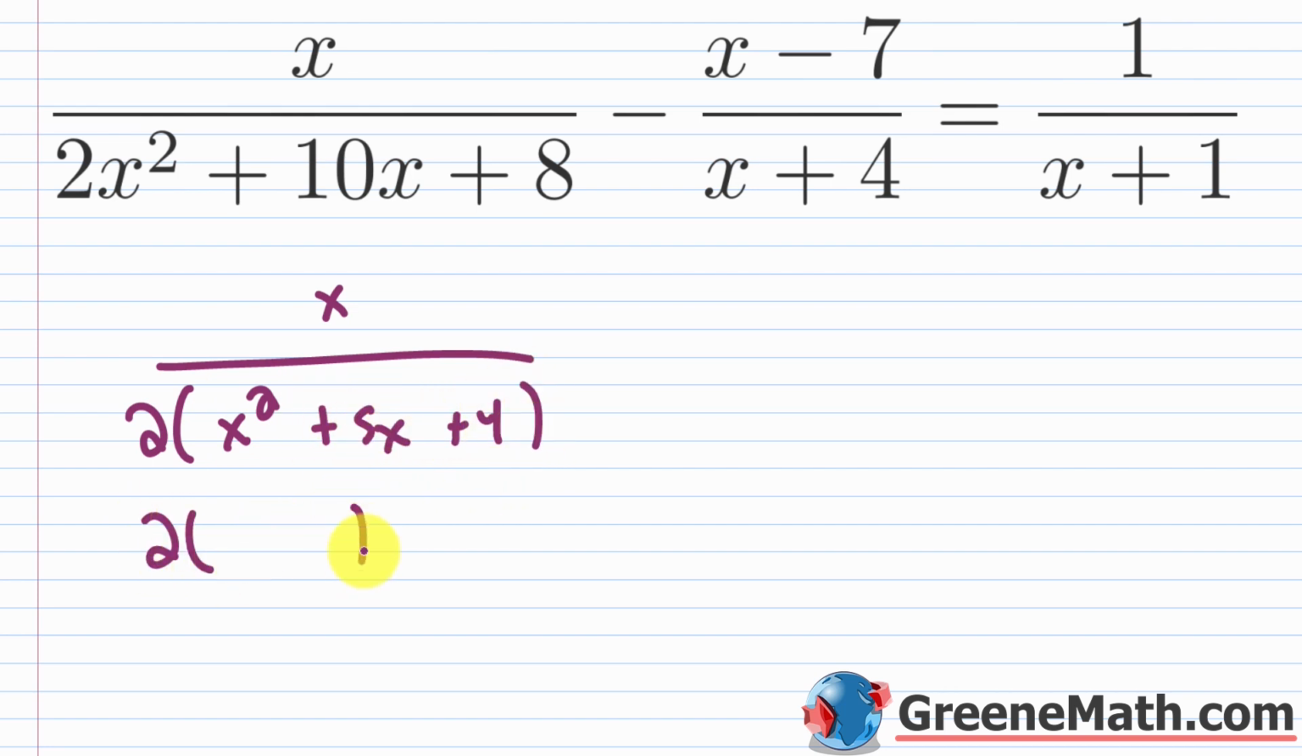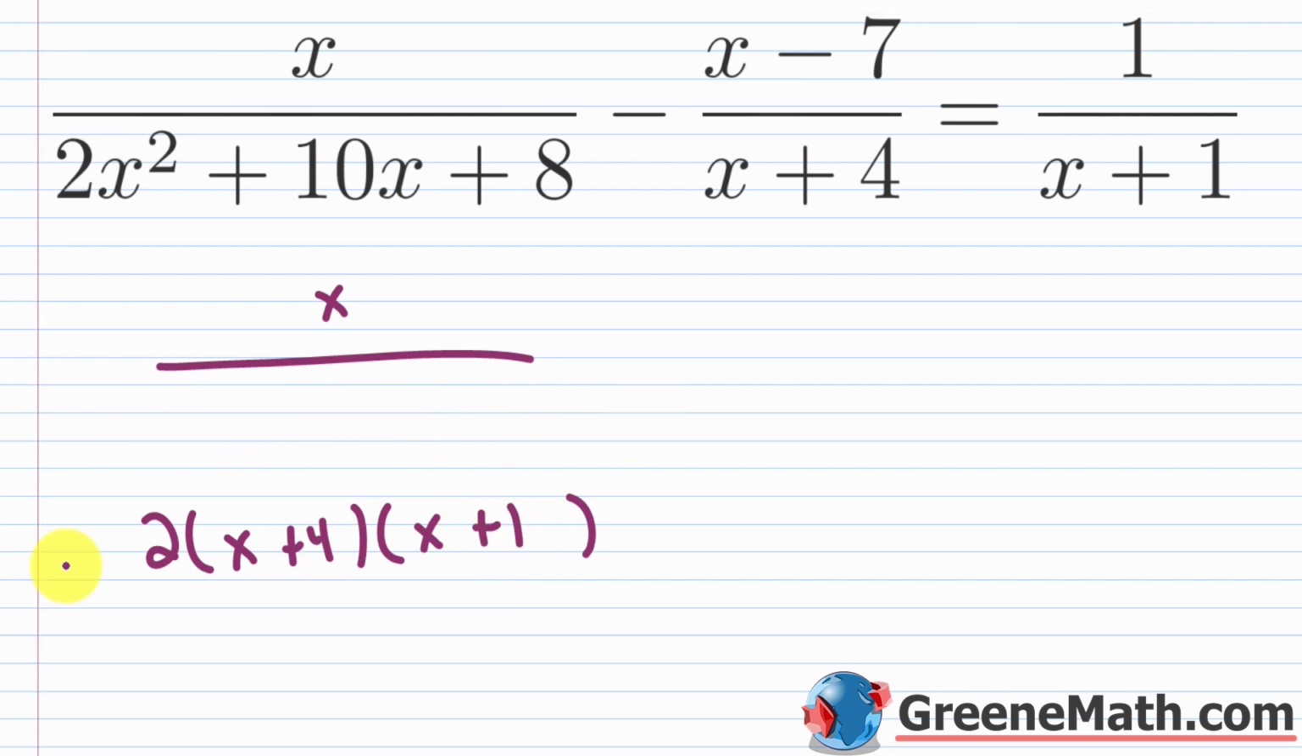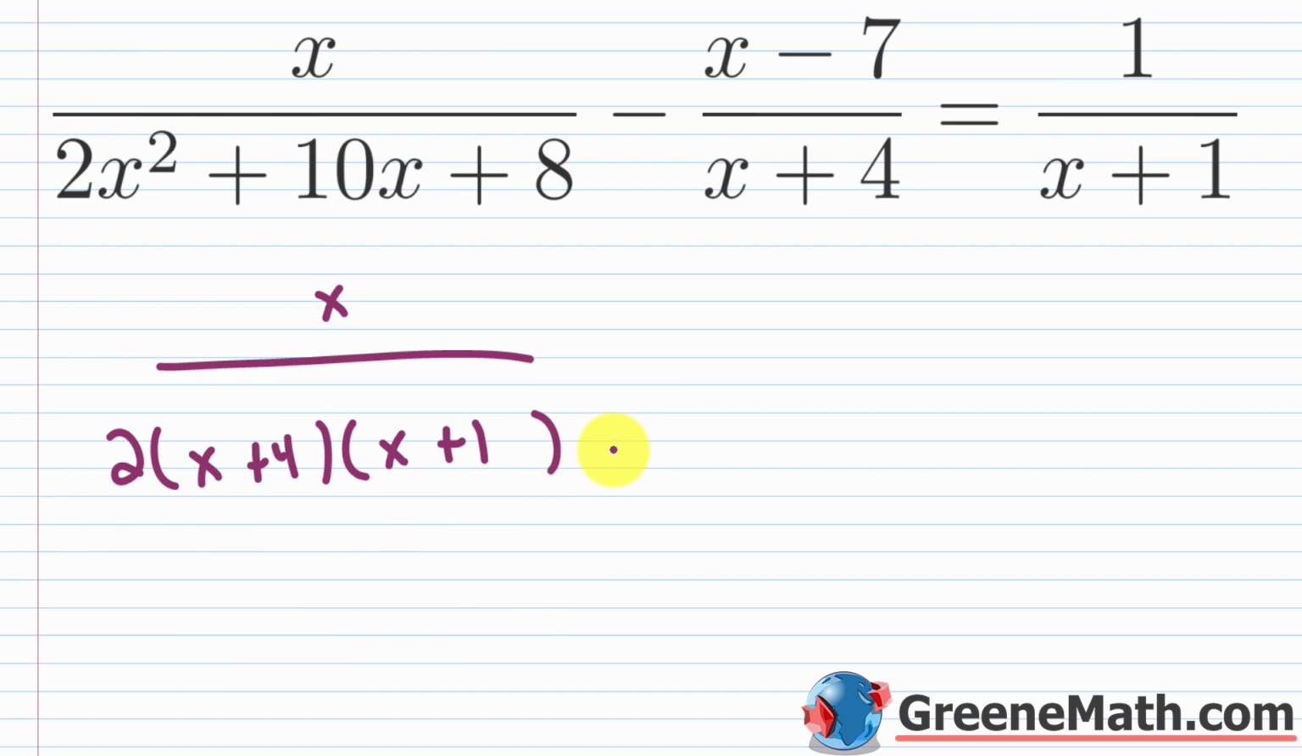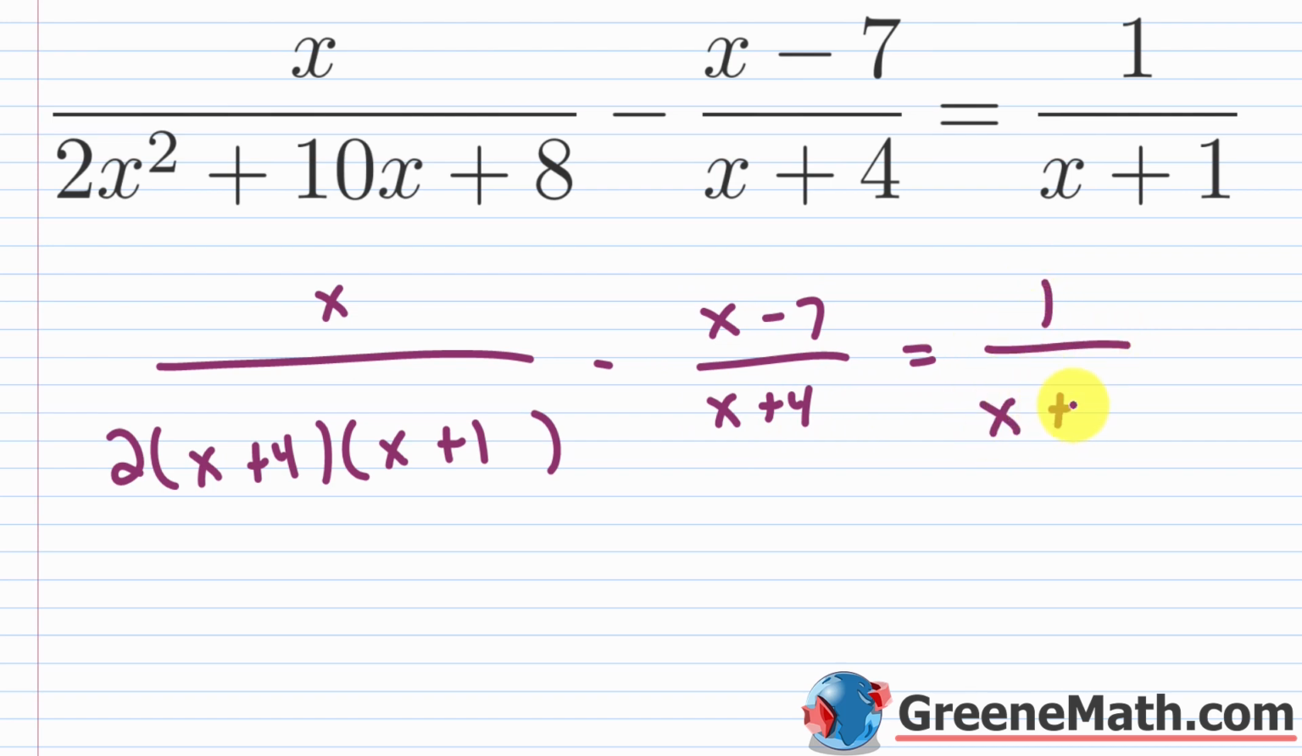So this is 2 times the quantity, you'd have an x here and an x here. Two integers that sum to 5 and have a product of 4, that's going to be 4 and 1. Let's slide this up here. Then minus x minus 7 over x plus 4, and this equals 1 over x plus 1. Now, what's the LCD? You have a 2 here that's going to have to go in. The x plus 4 occurs here and here once each time, and then an x plus 1 that occurs here and here. So this right here is going to be your LCD, right?